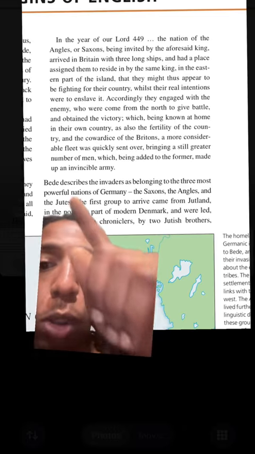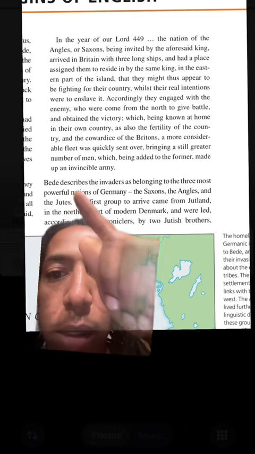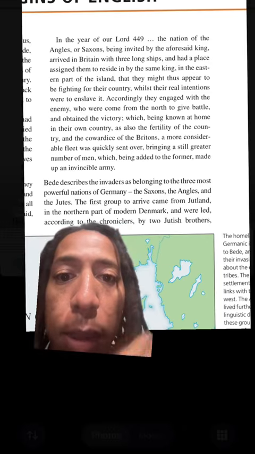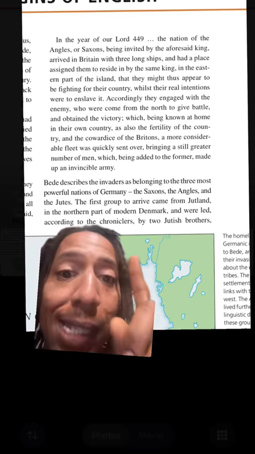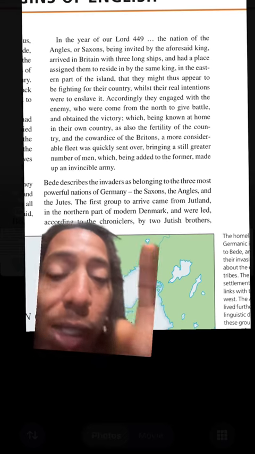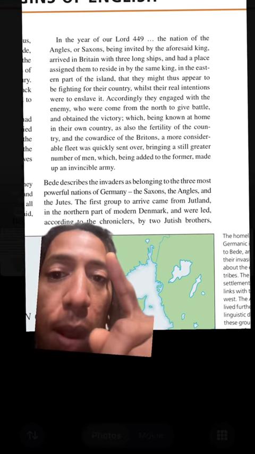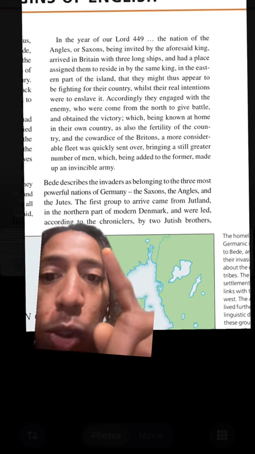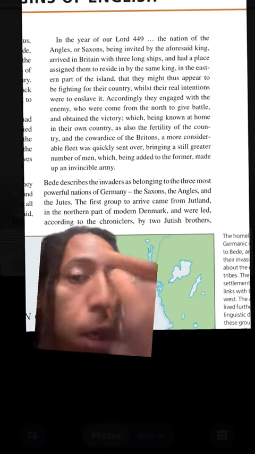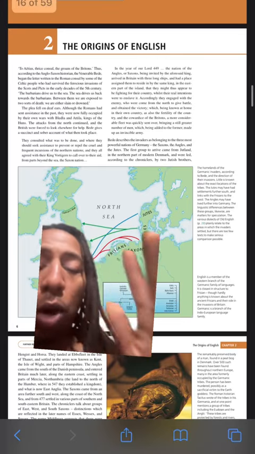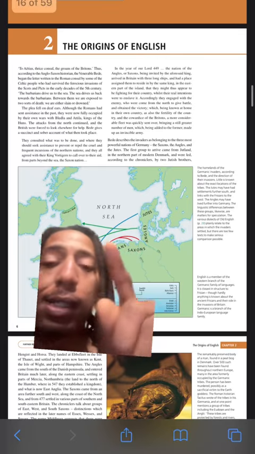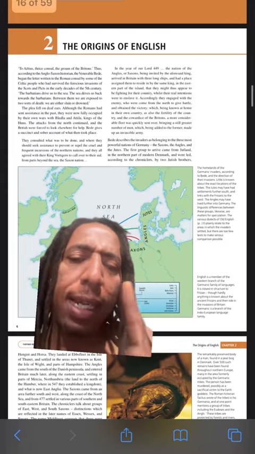Coming in a little closer, Beatty, whoever it is, describes the invaders as belonging to the three most powerful nations of Germany: Saxons, Angles, and Jutes. The first group to arrive in the Jute land in the north part of Denmark and whatever. And without going into it, they talk about the invasions that happened. So let's get to this.